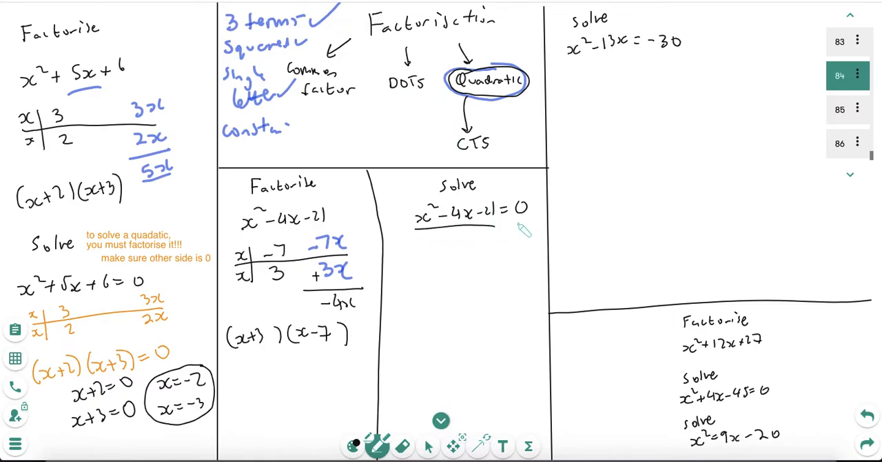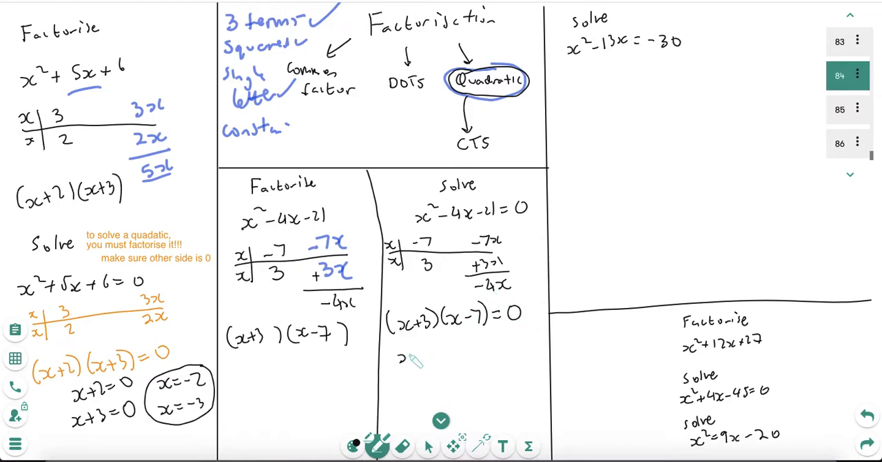So I see a quadratic. I have to solve it, so I have to factorize it first. Great, the other side is 0, so we're good to go. So we did it earlier. Two numbers that multiply to negative 21, minus 7 and 3. So minus 7x, positive 3x. Minus 7 plus 3 is negative 4x. That matches. We combine diagonally, so (x plus 3)(x minus 7) equals 0.